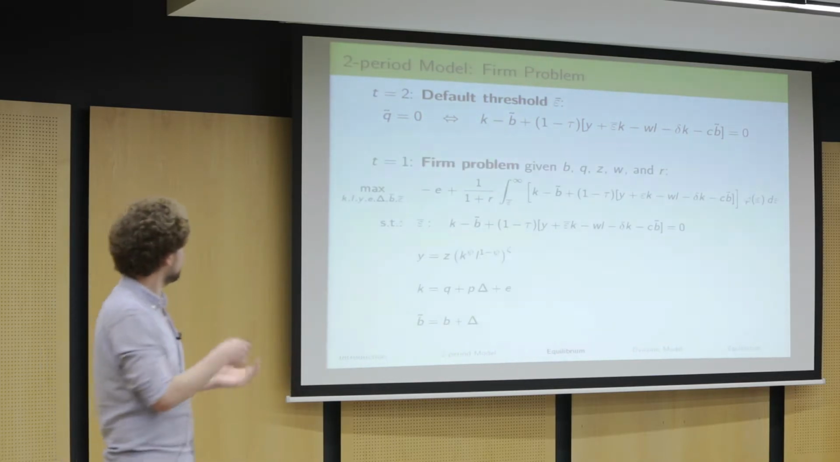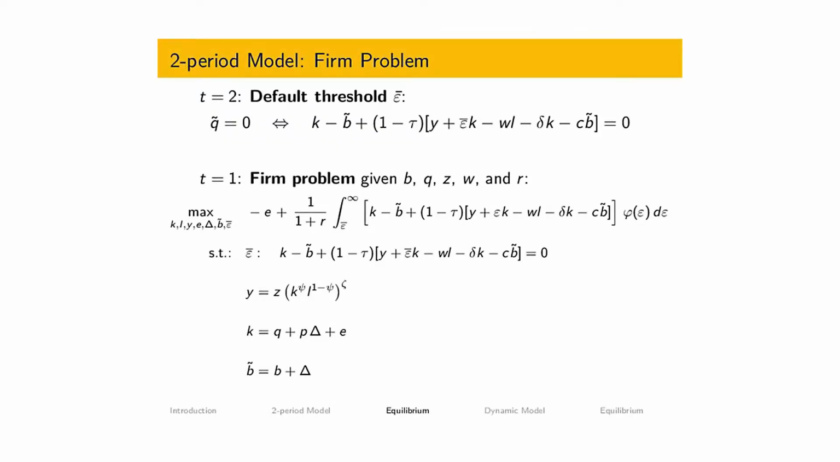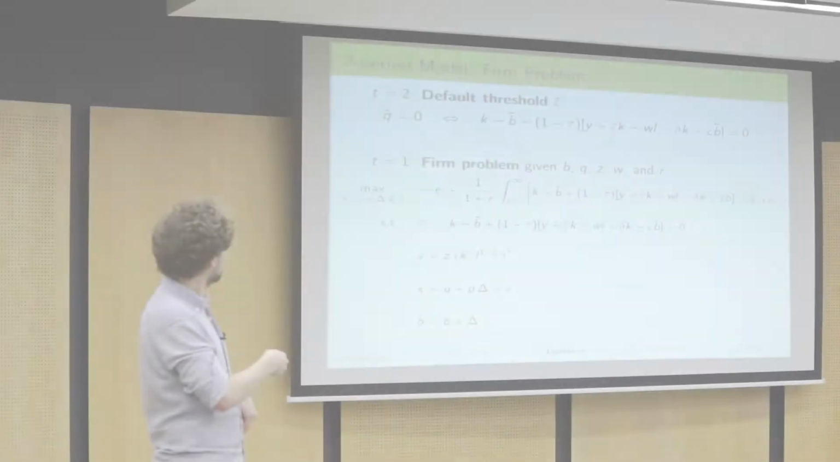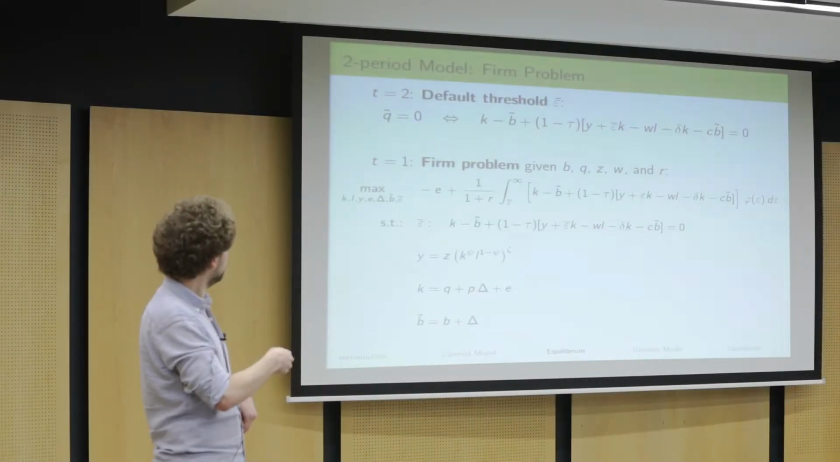So now in period 1, this firm anticipates that this can happen. So the firm maximizes the shareholder value. The firm knows that there's a cost of injecting equity because it's the cash flow from shareholders to the firm. But the benefit is that in the future, whenever epsilon is higher than epsilon bar, the shareholders get the net worth of the firm. And this constraint tells us when default will happen ex post.